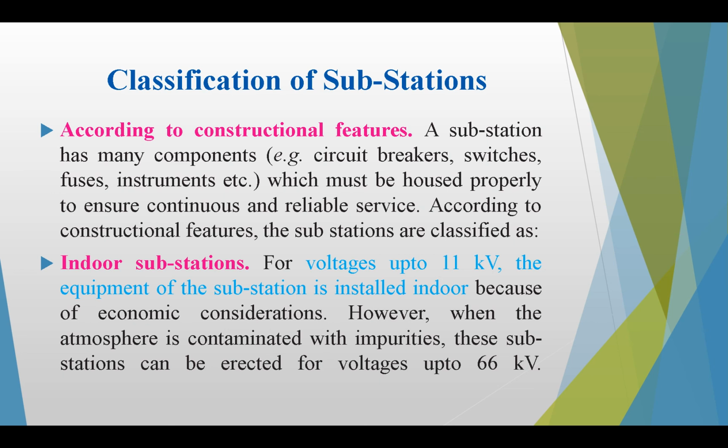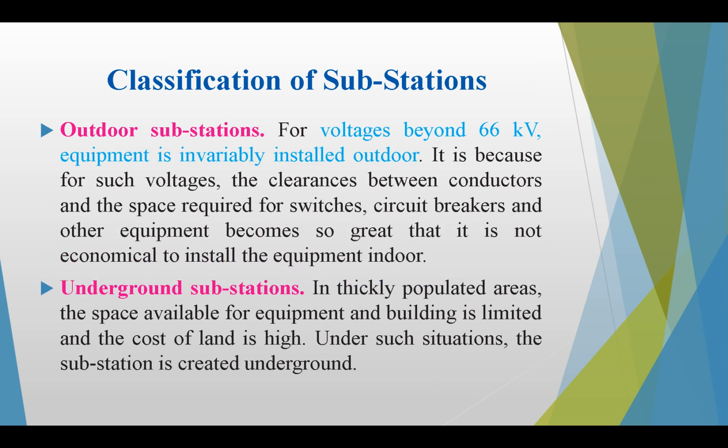The equipment of the substation is installed indoors. Because of economic considerations, however, when the atmosphere is contaminated with impurities, these substations can be erected for voltages up to 66 kV. The second one is the outdoor substation, for voltages beyond 66 kV. The equipment is installed outdoors.